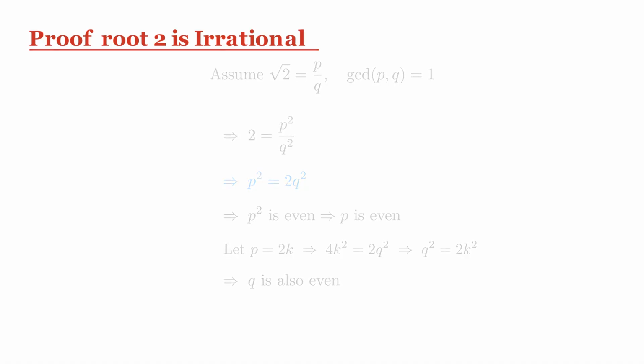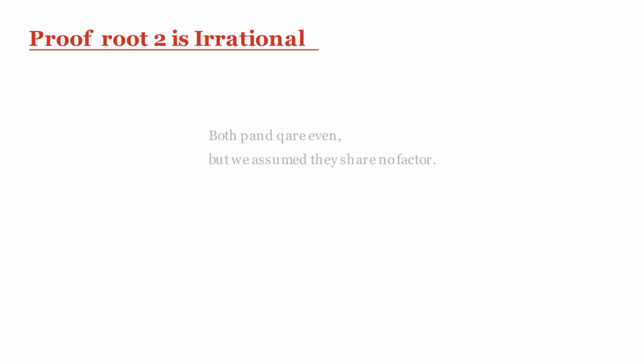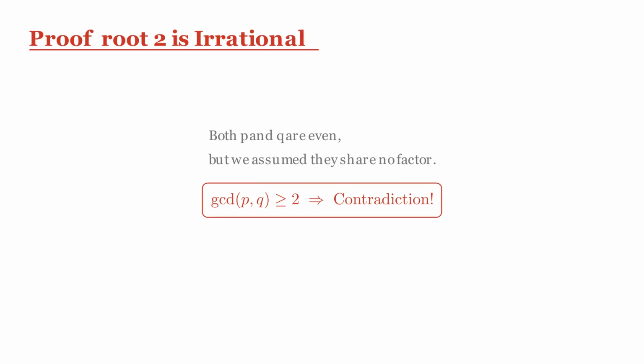But wait, both p and q are even. That means they share the factor 2. But we assumed p and q share no common factor. This is a contradiction. Our original assumption must be wrong. Therefore, root 2 cannot be written as a fraction, and it is irrational.